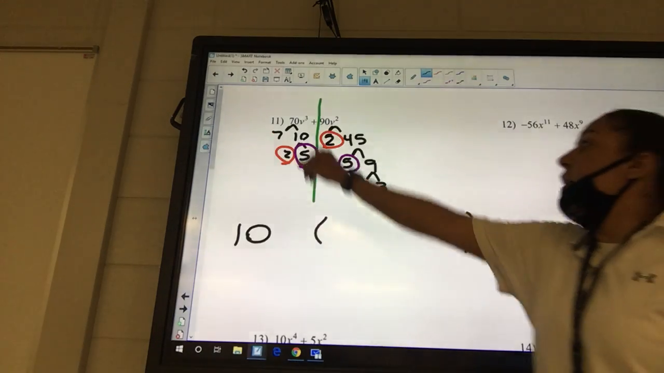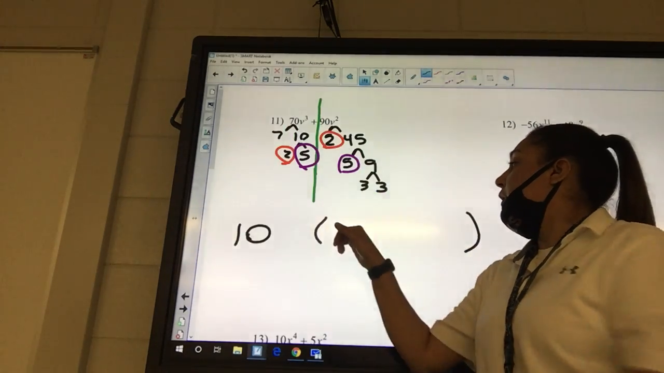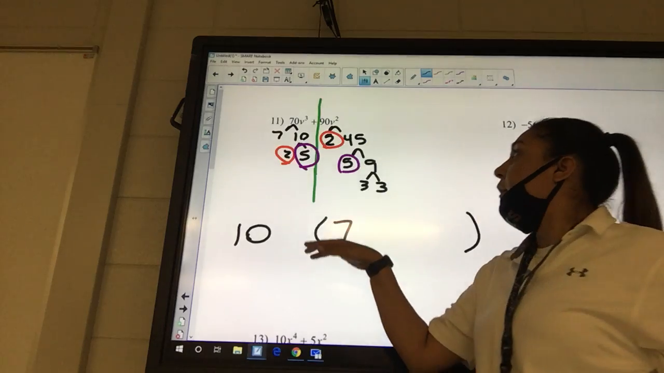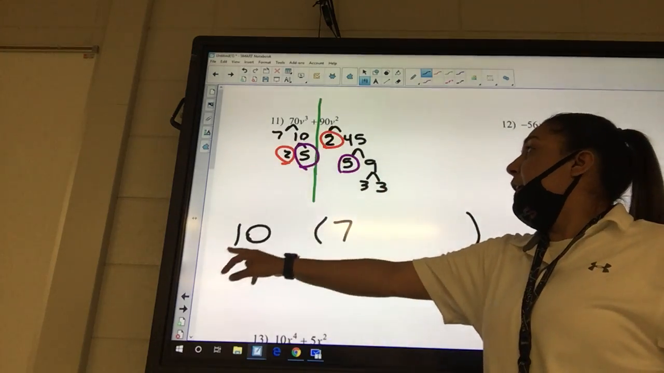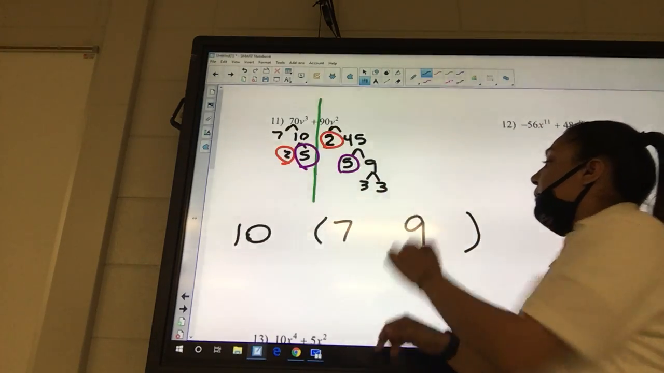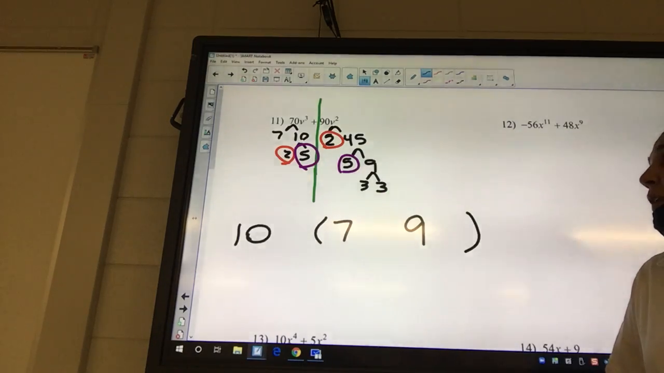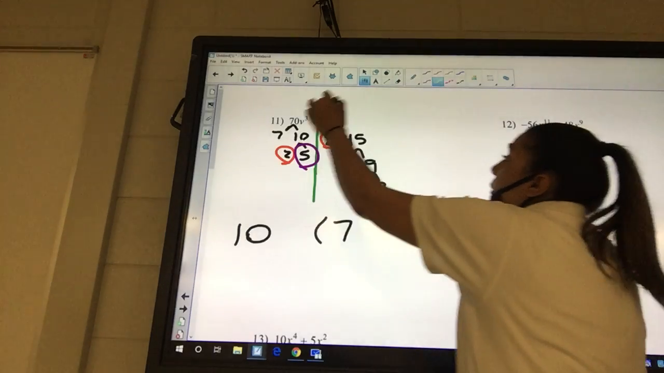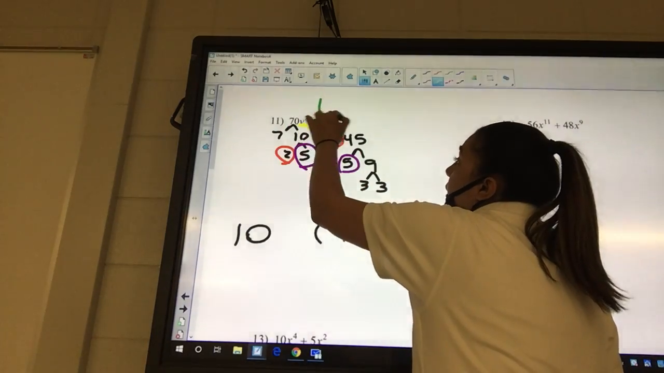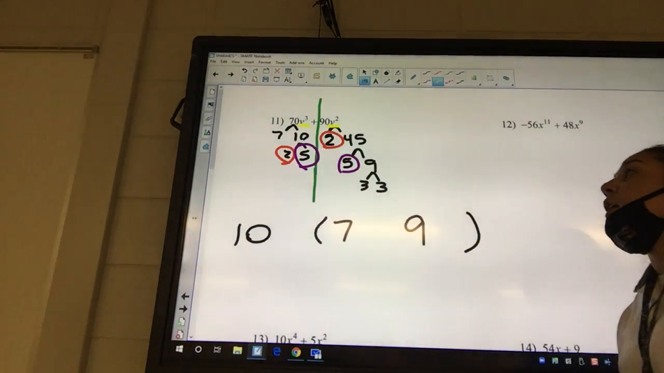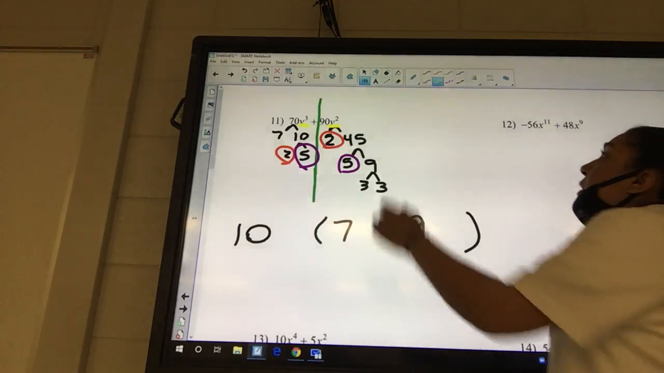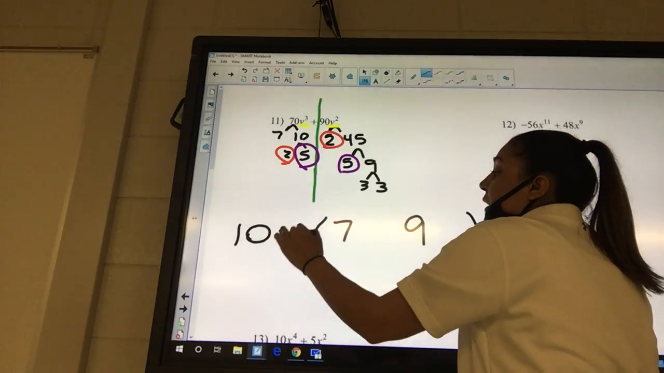Okay, and so we say 70 divided by 10 is 7. 90 divided by 10 is 9. Okay, and now we do the letters. What's the smallest amount of V's up there? Okay, well, I got V3 and V2. So what is the smallest one? Well, the smallest one is V2. So that's what we put on the outside, V2.